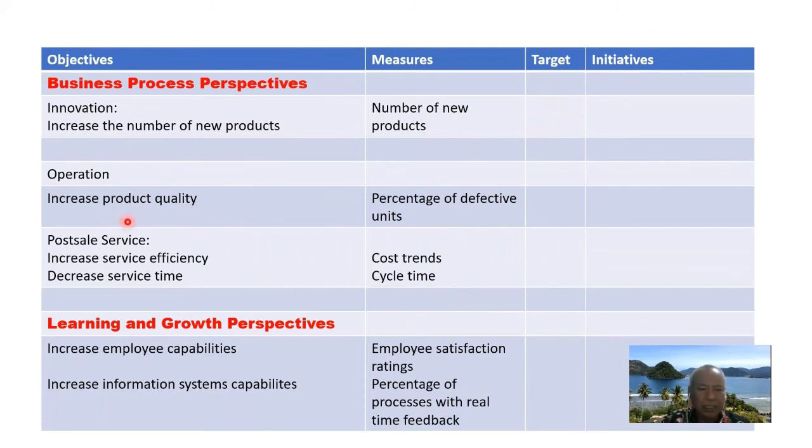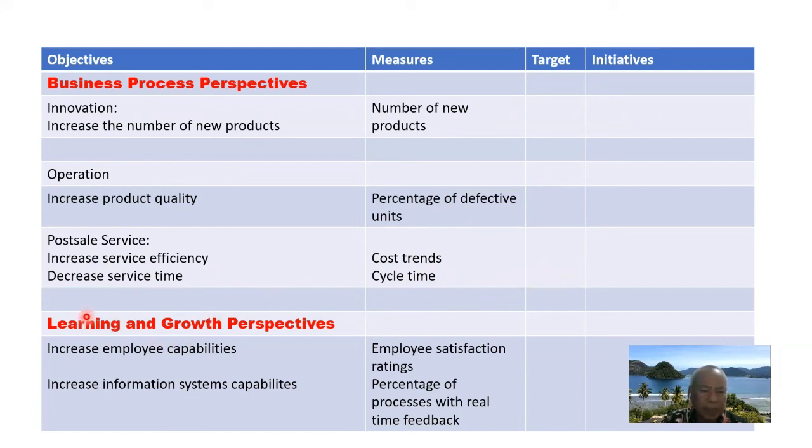And then operation: increase product quality. In this case, the measure is the percentage of defective units. So what is the target? How many percent defective units? Let's say 5%. And post-sale service: increase service efficiency. We can look at the cost trend. If the cost trend is decreasing, then we have good performance. And decrease service time, for example, we can look at the service cycle time. This is the measure: the cycle time, how many hours, for example, to conduct the service. Before, let's say 1 hour, now we can reduce it, for example, to 15 minutes, so from 1 hour to 3/4 hour.